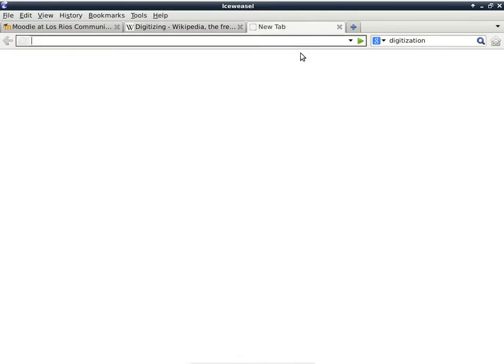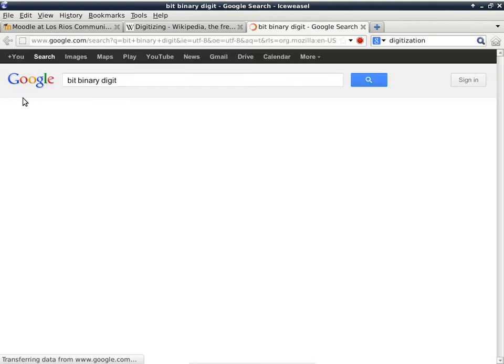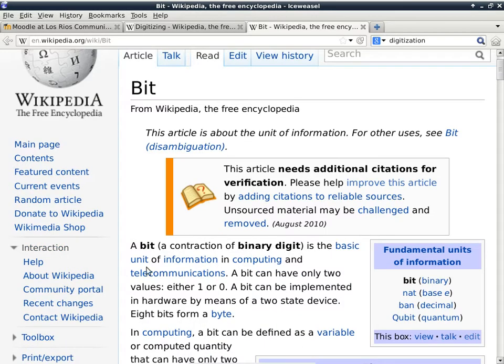Let's look it up. Bit, binary digit. And there you go. So a bit is a contraction of binary digit, at least according to Wikipedia, and you can change it if you want to. That's the nice thing about Wikipedia. But some people will dig it up and try to find out exactly where that word comes from. According to the current version of Wikipedia, it is binary digit. Are we still doing okay so far? We doing good? All right.